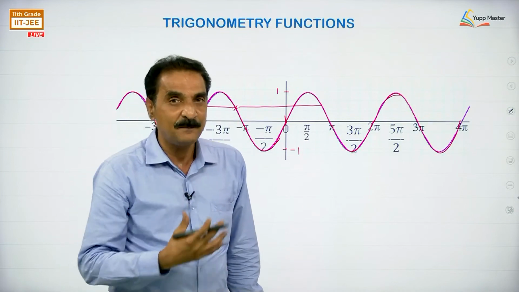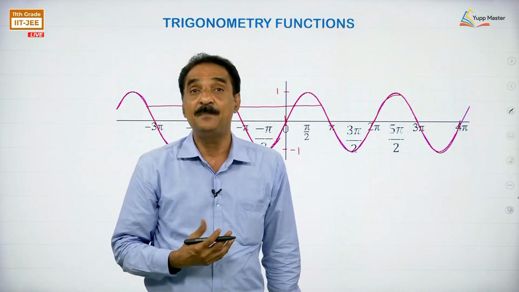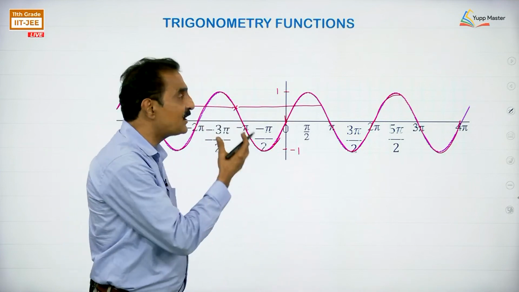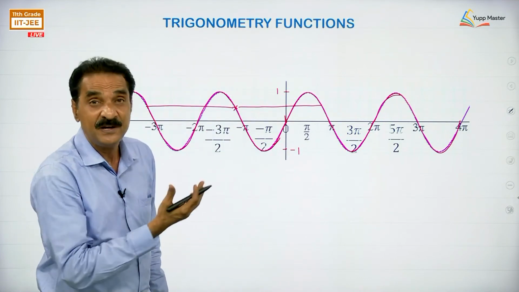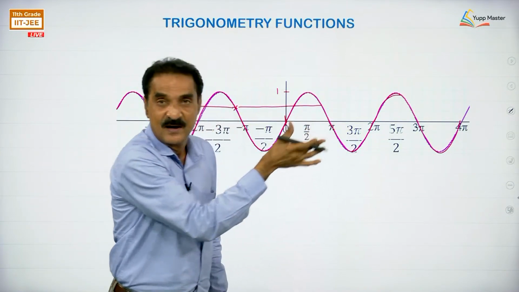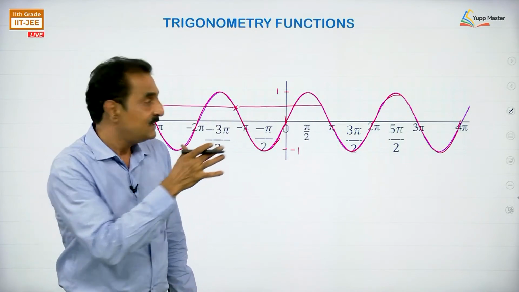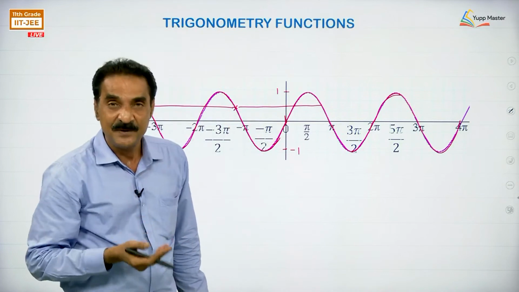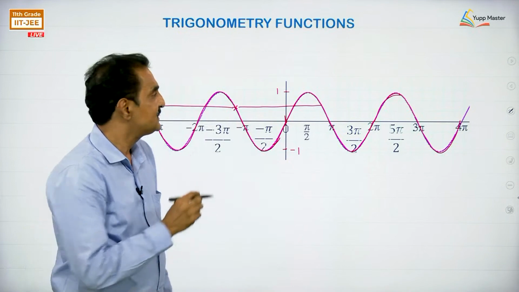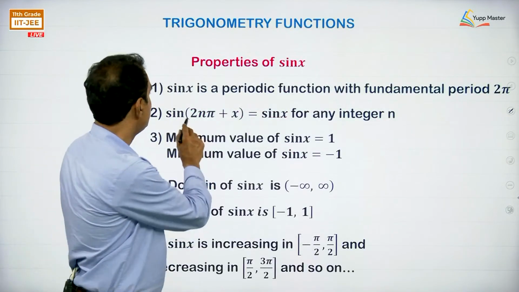This kind of repetition of the behavior of a function in a fixed interval is called periodicity of the function. So, we say that sin x is a periodic function. In what period is it repeating? That is 2 pi. For every 2 pi radians, the value is repeating. Therefore, sin x is a periodic function, and the length of the interval in which it is repeating is called its fundamental period. So, the first point is sin x is a periodic function with fundamental period 2 pi. That is the first observation.